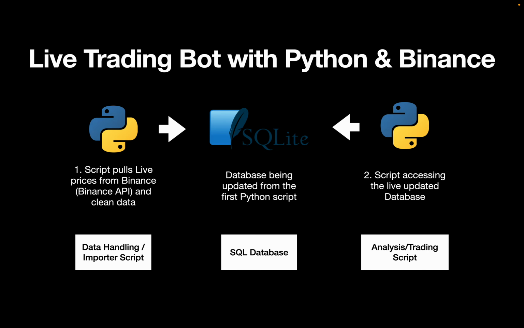The infrastructure will look like this. We are setting up a Python script which is pulling live prices from the Binance API, is doing the data cleaning and data manipulation part, and finally imports these live prices into a SQLite database. The second script then is accessing the live data, analyzes it, and going forward, this will also carry the trading logic.